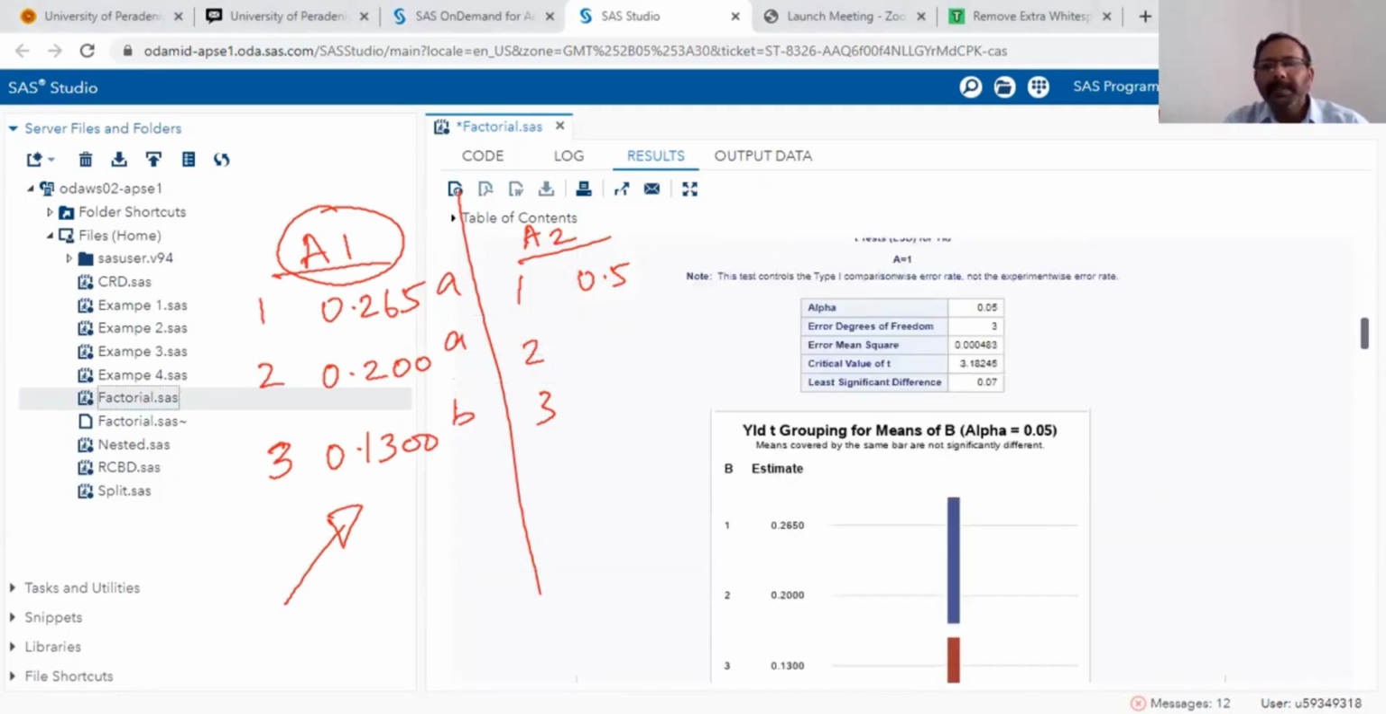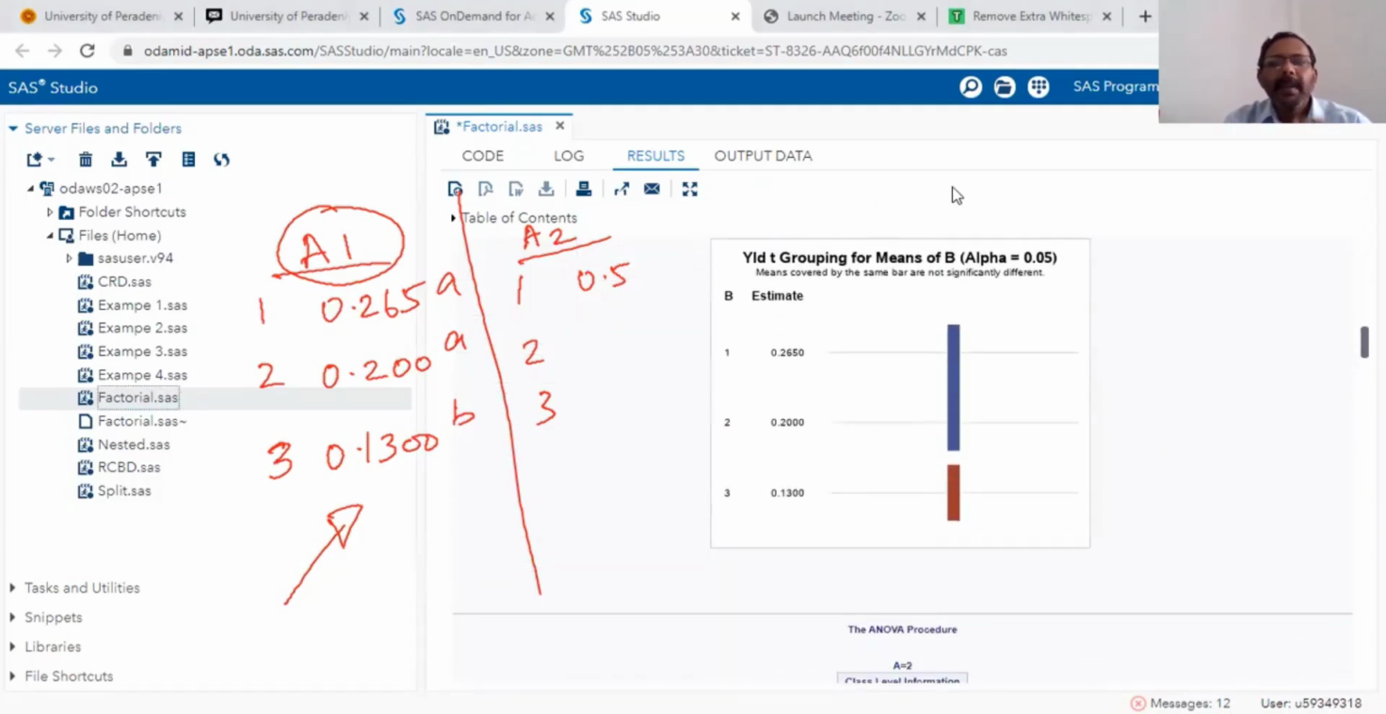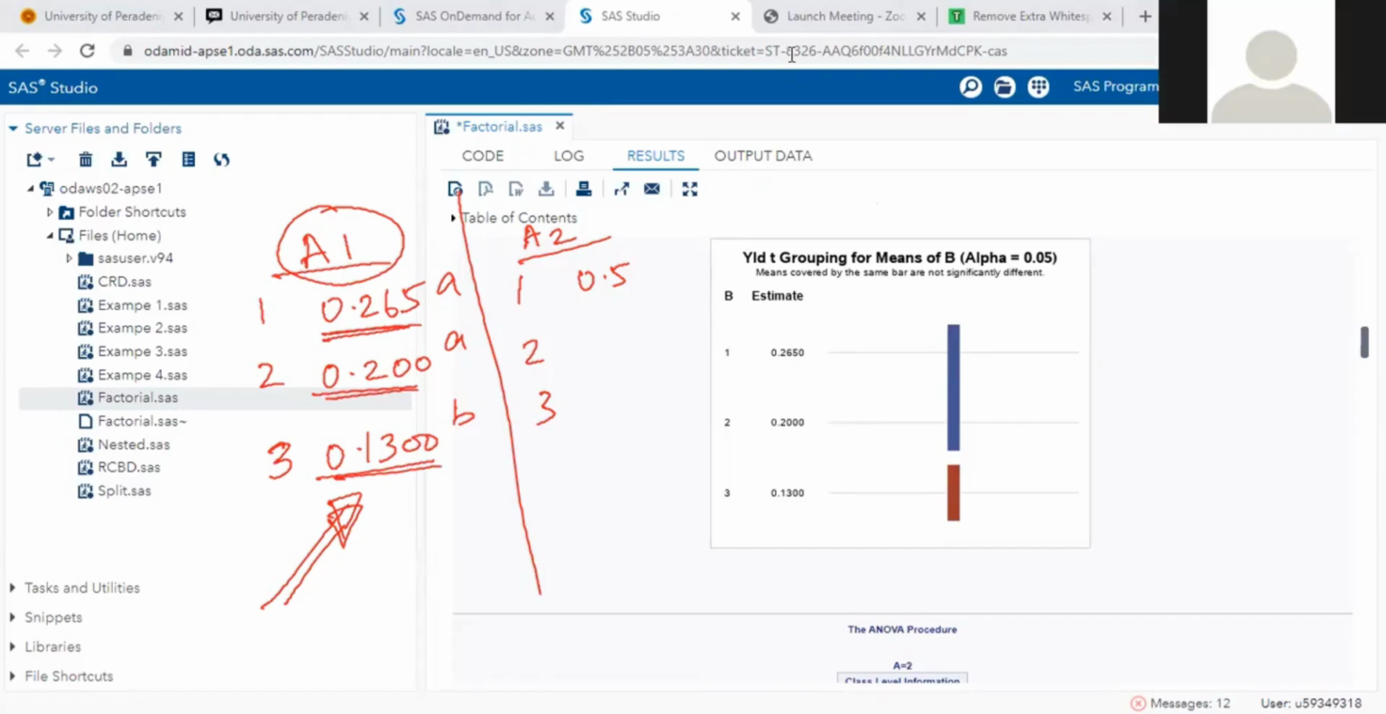Tell me, first and second? The second one is good. What do you say? I'm talking about A1, this one. First and second both are good, because they are the same. Right. What is this value? Anyone? What does it represent?